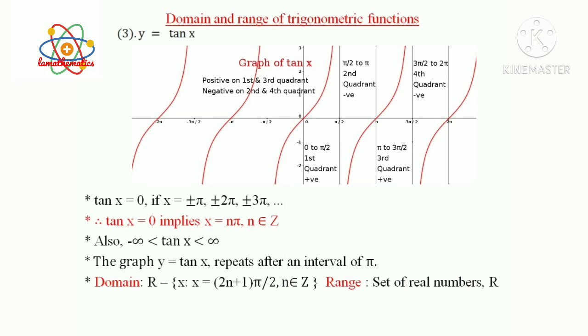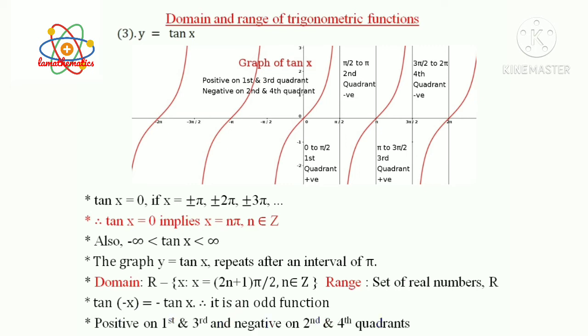That is, at the point x equal to (2n plus 1) pi by 2, the graph does not exist. Example, tan pi by 2. At that point, the function does not exist. Range: the set of real numbers, capital R. Tan minus x equal to minus tan x. Therefore, it is an odd function. A function is said to be odd if f of minus x equal to minus f of x.